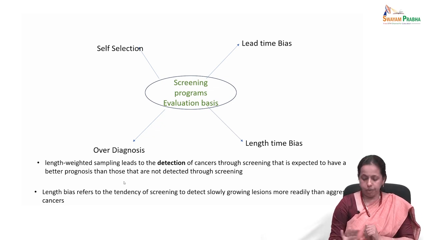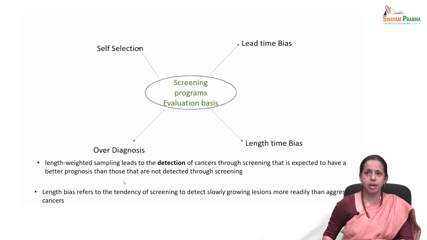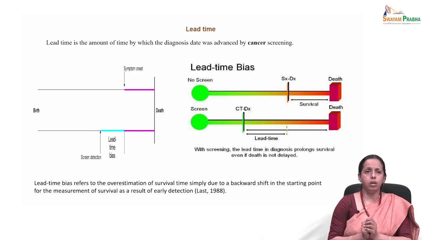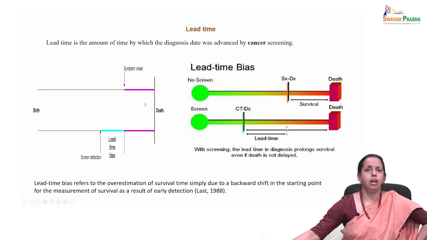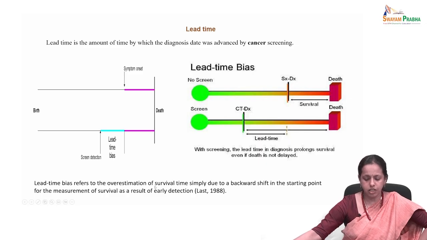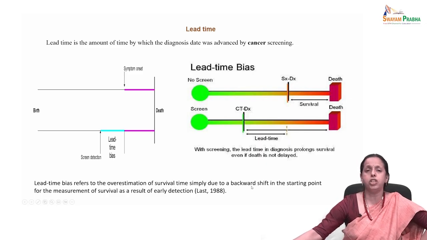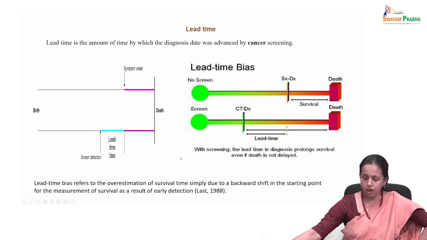All this I will be discussing in further detail in the coming slides. So now, this is, for example, your lead time. For example, it's a bias. It refers to the overestimation of the survival time simply due to the backward shift in your starting point for the measurement of survival as a result of early detection.